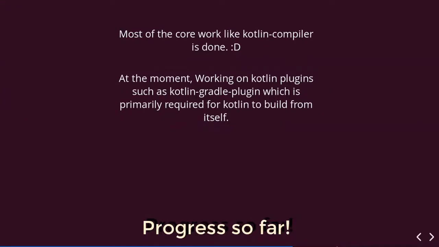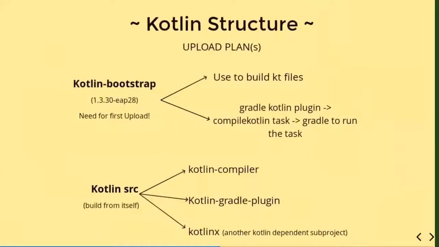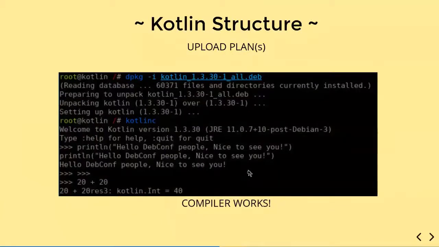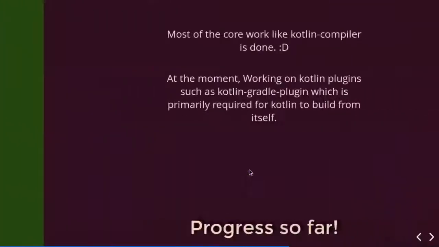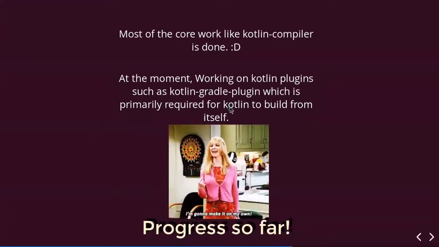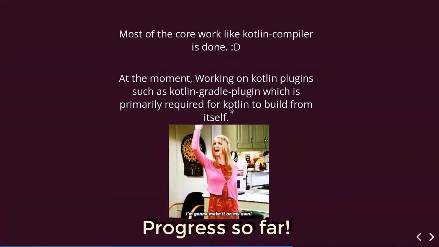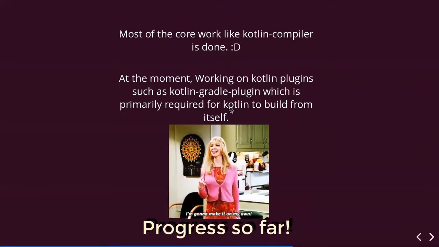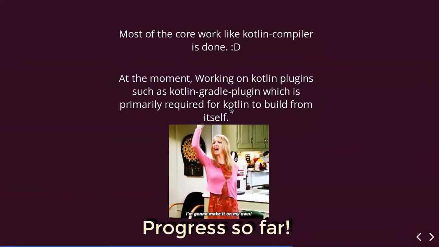So moving forward, what's the progress so far? Most of the core work, like the Kotlin compiler, is done. The compiler works fine for basic functionality. You can see the snapshot here: kotlinc works fine for a basic sum and print. At the moment, I'm working on Kotlin plugins such as the Kotlin Gradle plugin, which is primarily required for Kotlin to build from itself. Once done, I think we can upload Kotlin to the Debian archives, and then finally one of the root blockers might be resolved.